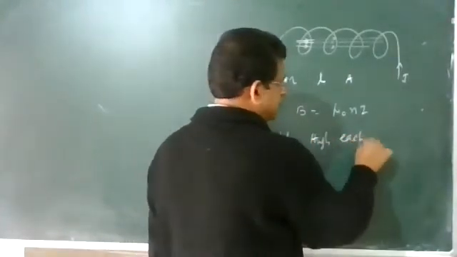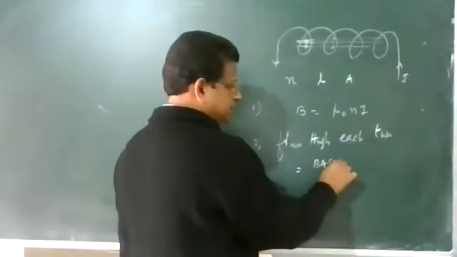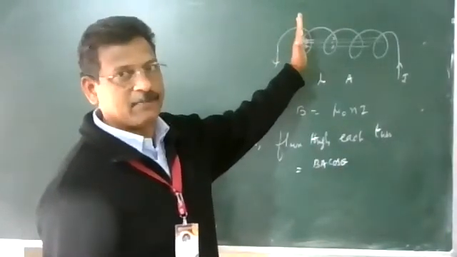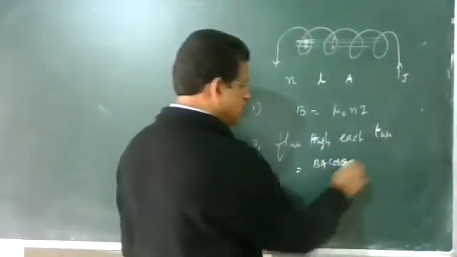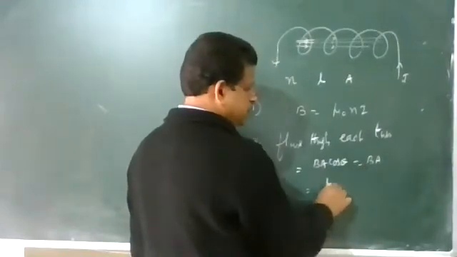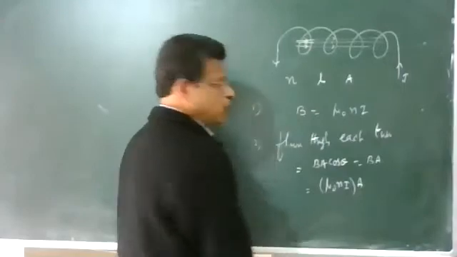Flux through each turn is equal to B A cos theta. When you take a single turn coil, if the plane is perpendicular to the magnetic field, then theta is equal to 0. The flux through one turn is equal to B A. The value of B is known as mu naught n I, so flux is mu naught n I A. This is the flux through one turn.